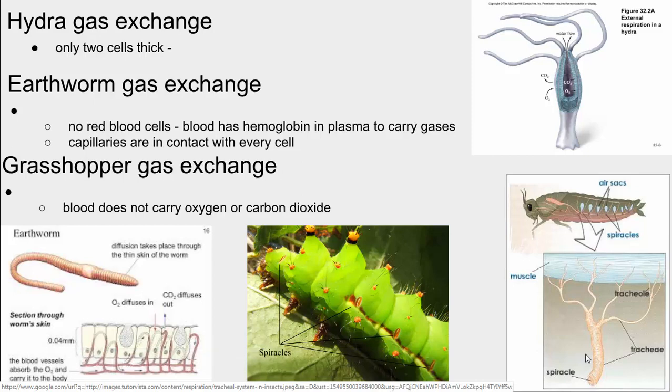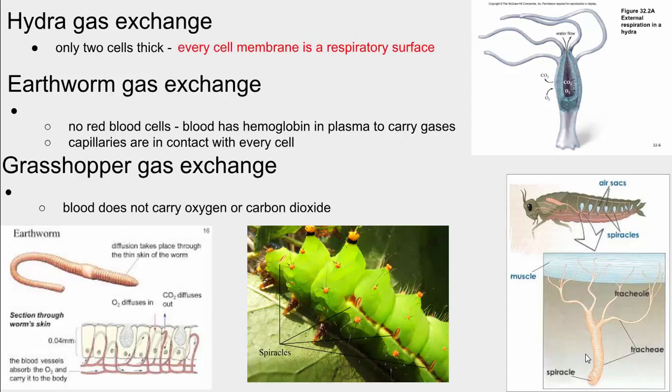Let's talk about animals. Different types of animals obtain oxygen in different ways. An animal like the Hydra, pretty simple, relatively small. The wall of its body is only a couple cells thick, and it lives in the water. So basically the entire Hydra, almost every cell is in contact with the water. So again, it can just absorb oxygen through diffusion through the cell membranes. Basically the whole Hydra can absorb that oxygen.